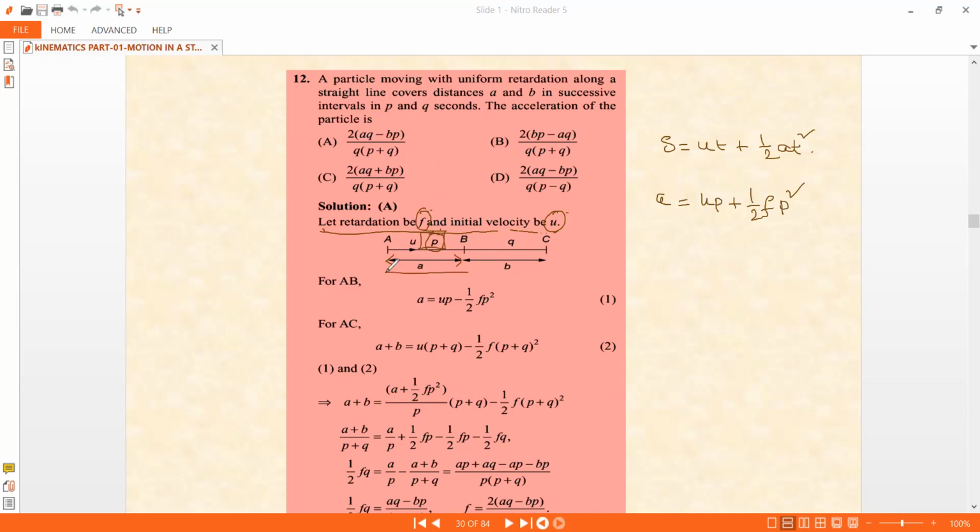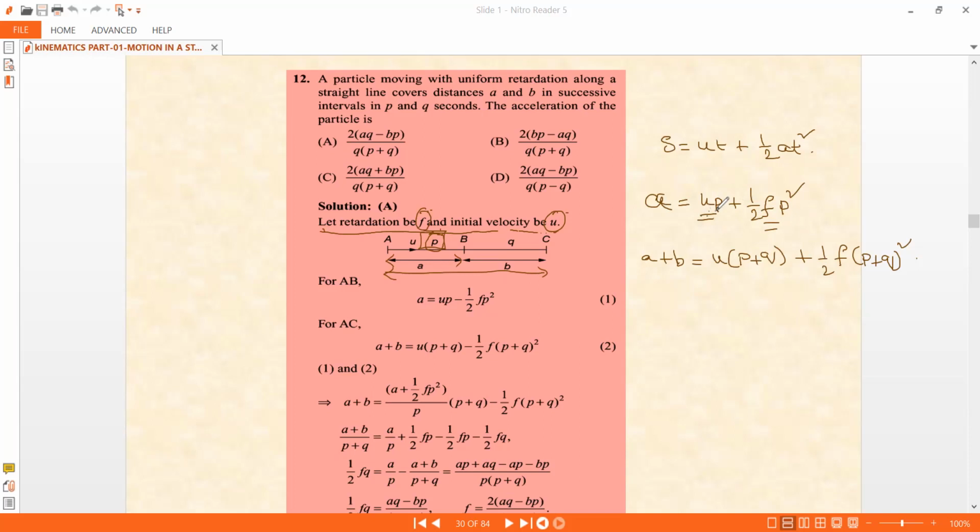And now for the entire journey, the displacement covered is A plus B, the initial velocity was U, and the total time it took was P plus Q. Then you can write it as half F into P plus Q whole square. So somehow we need to figure out how to solve the equation for F. We have two unknowns here, F and U.